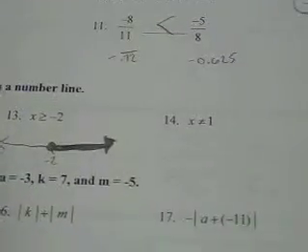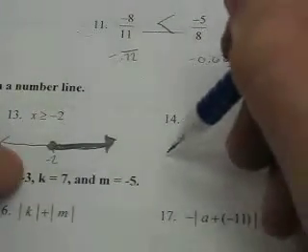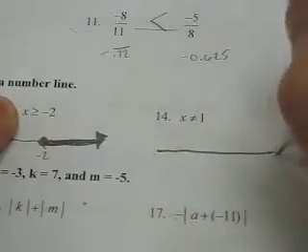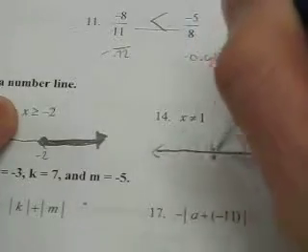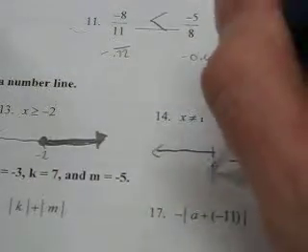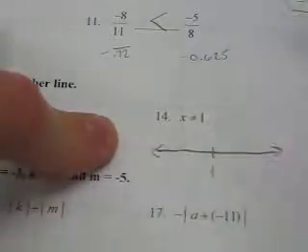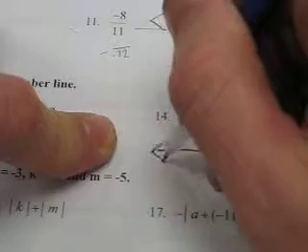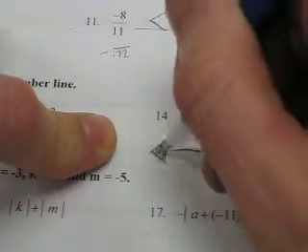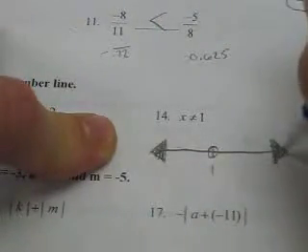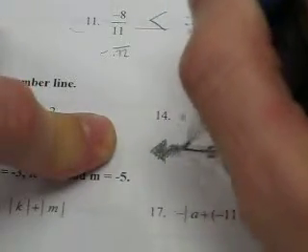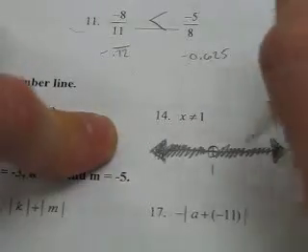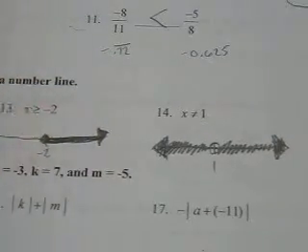And then number 14. Number 14 says x is not equal to 1. So we want to graph all of the numbers that are not 1. So we know that our number that we need to list there is 1. Since 1 is not included in that set of numbers, we're going to have an open circle on 1, and we're going to shade all of the numbers to the left of 1, and we're going to shade all of the numbers to the right of 1. So it needs to look something like this. Just again, be sure that 1 has an open circle on it, and then you shade to the left and to the right.